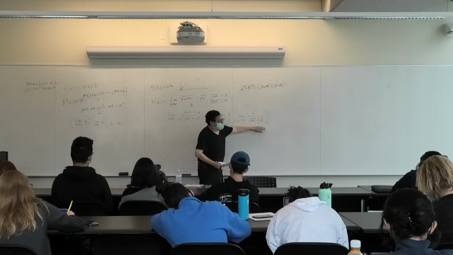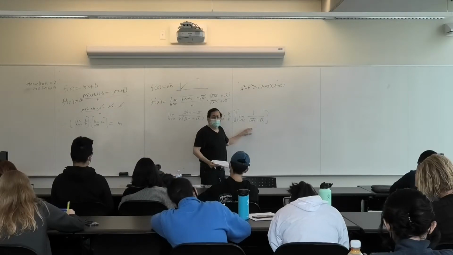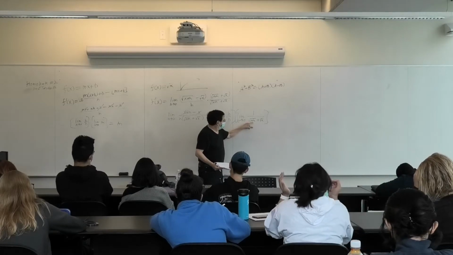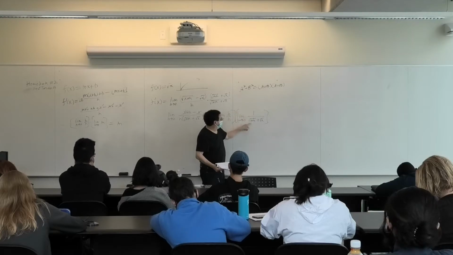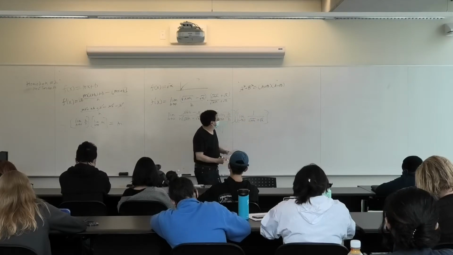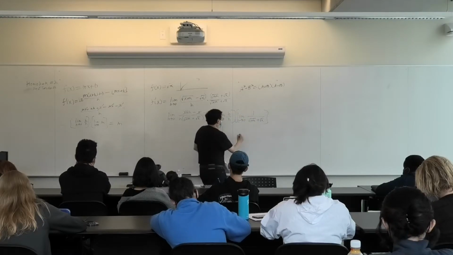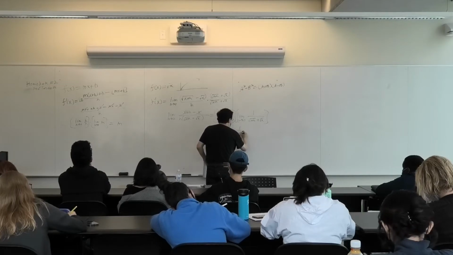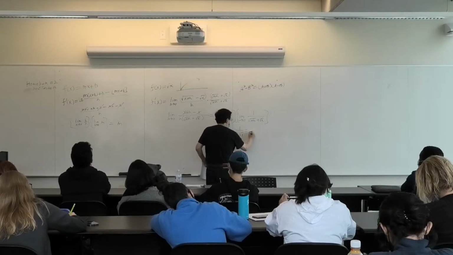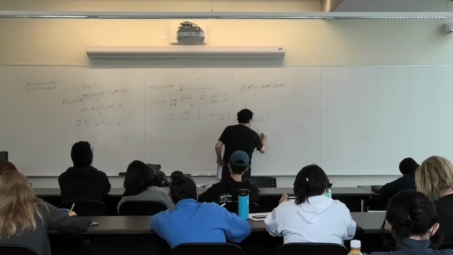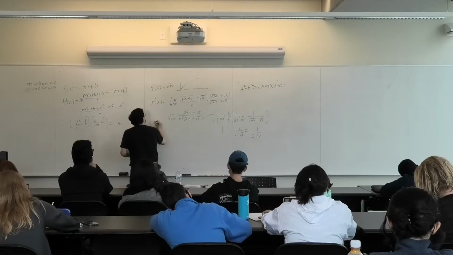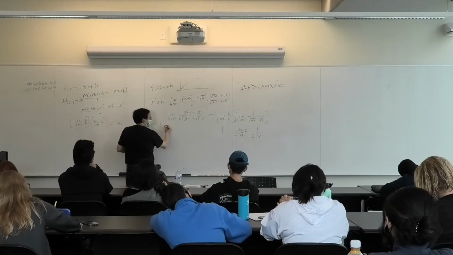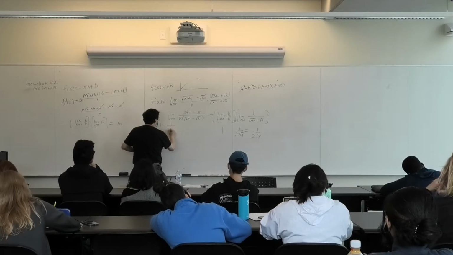What's going to happen down here? Well, h is going to go to 0, right? So we're going to have 1 over square root of x plus square root of x. That's just going to be 1 over 2 times the square root of x. So that's our derivative. Now let's see if that makes any sense.